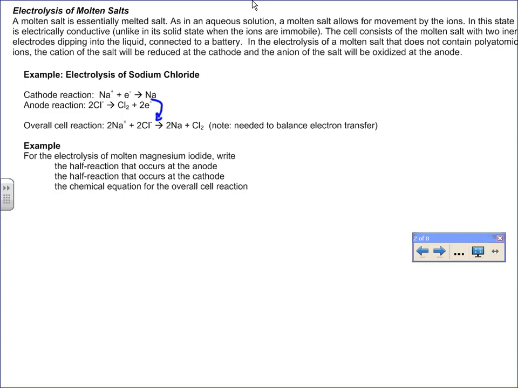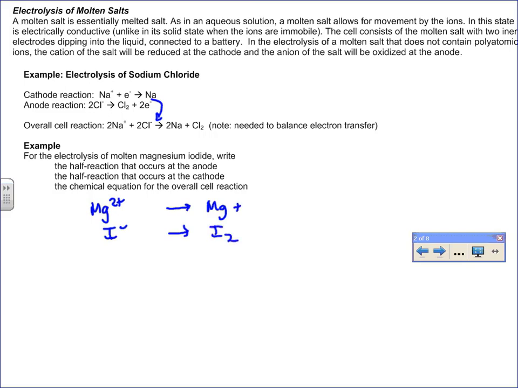To get the overall cell reaction in this electrolysis, I needed to balance the electrons, hence the sodium having a 2 in front there. If you want to look at the electrolysis of a molten salt, what you need to do is look at each of the ions, and they're going to react to form their elements. So if we want the electrolysis of magnesium iodide, we've got magnesium ions reacting to form magnesium, and we've got iodide ions reacting to form iodine.